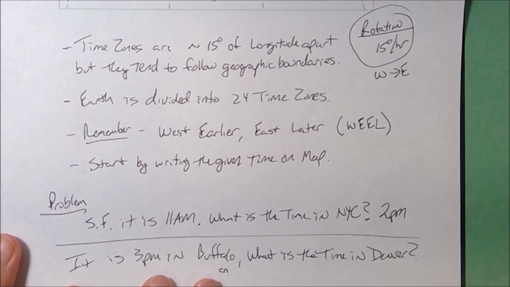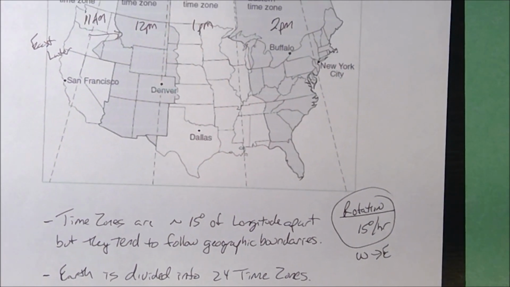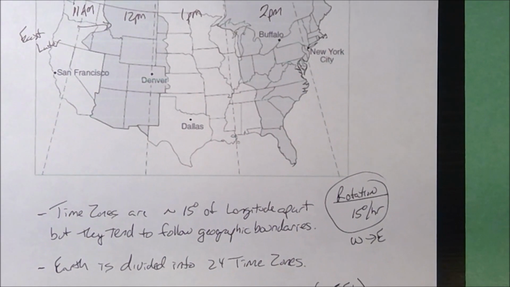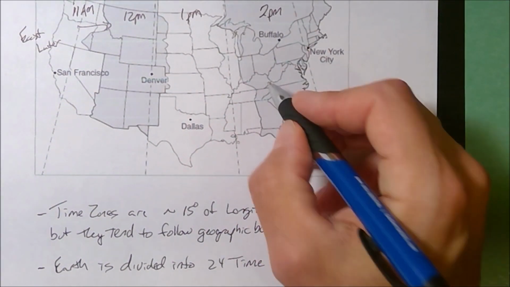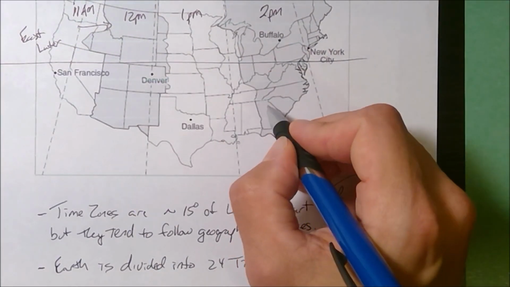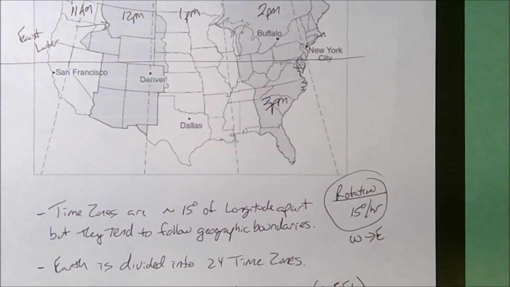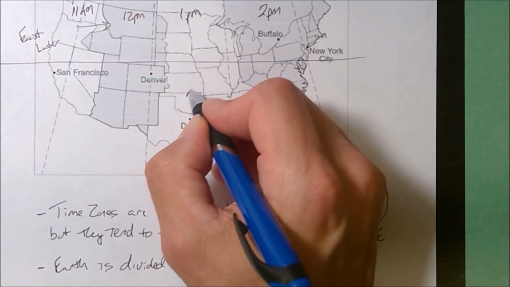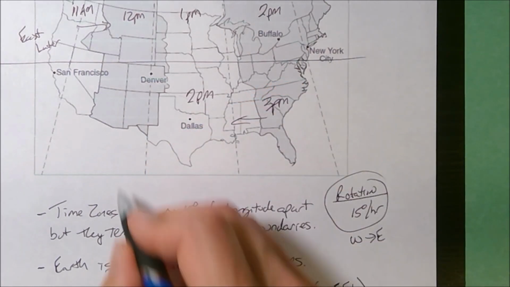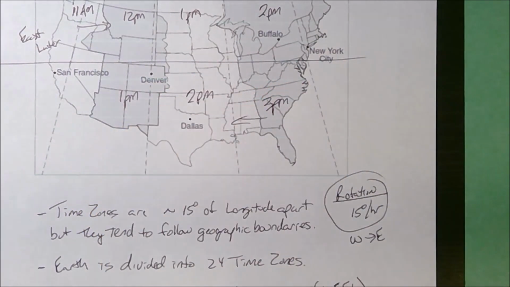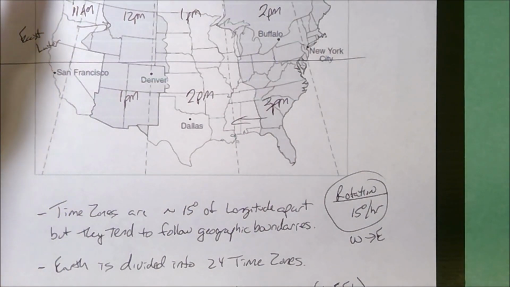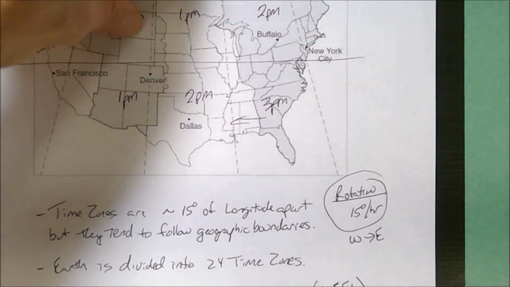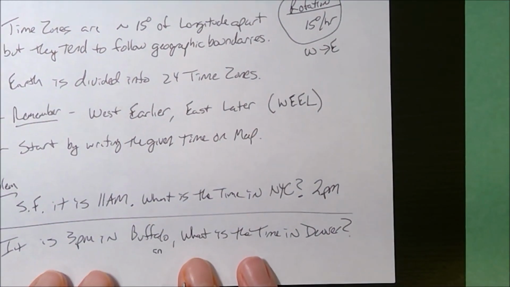So I'm going to go back up to my map. I see that Buffalo is in the Eastern time zone. So for this problem, I'm going to say, okay, in the Eastern time zone, I know it's 3 p.m. in Buffalo. I'm going west, so this would be 2 p.m., and in Denver, it would be 1 p.m. So my answer here is 1 p.m.